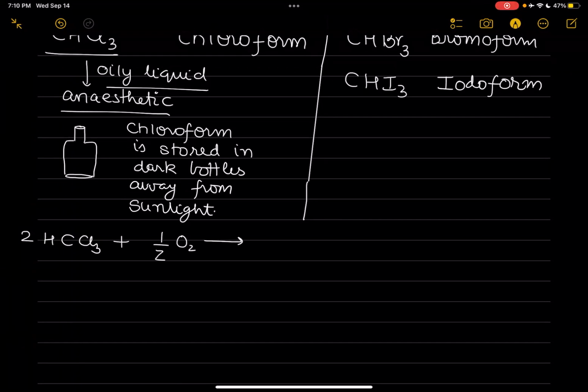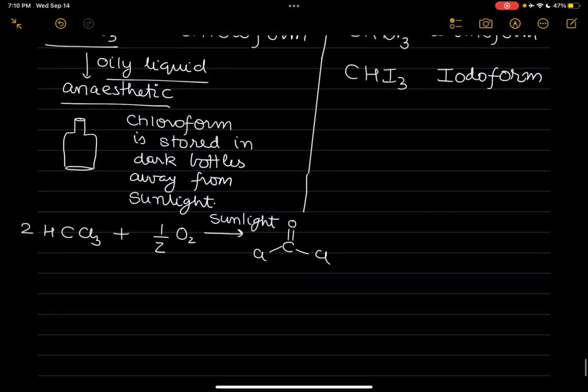So actually it reacts with the oxygen present in the atmosphere, and sunlight gives the energy. And what it forms is phosgene. This is phosgene, right? It is a poisonous gas.